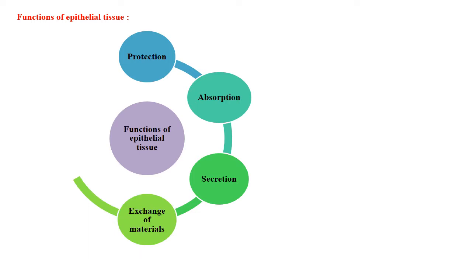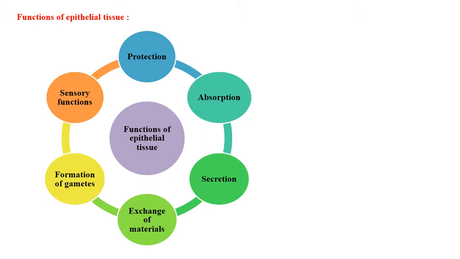Exchange of materials. Epithelial lining of alveoli in lungs helps in exchange of oxygen and carbon dioxide between blood and inhaled air. Formation of gametes. Germinal epithelium lining the seminiferous tubules and ovaries produce spermatozoa and ova respectively. Sensory functions. Sensory epithelium in sense organs such as skin, eye, ear, nose receive sensory stimuli and convey nerve impulses to the central nervous system.